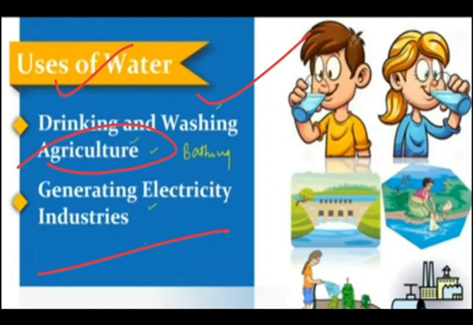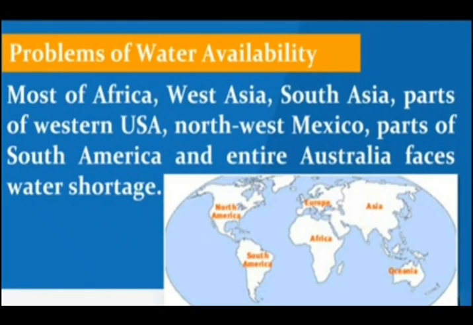Even increasing population, rising demands for food and cash crops, increasing urbanization and rising standards of living are the major factors leading to shortage in the supply of fresh water, either due to drying up of water sources or water pollution.